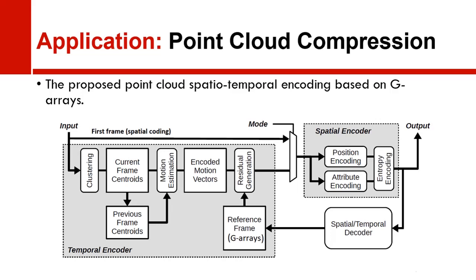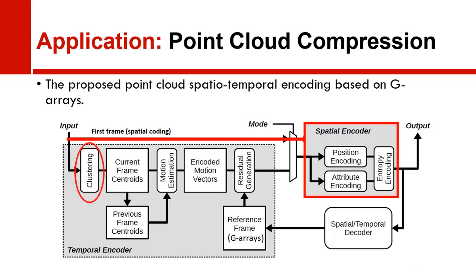Our proposed point cloud spatio-temporal encoding is based on G-arrays. In this approach, we consider the first frame of any input sequence as the reference for the second frame. We employ a special coding for the first frame based on the prior work on MPEG G-PCC, as shown in the right gray area. Then we consider the second pass for all the other frames as predicted frames, left gray area, which includes several steps for clustering points, estimating cluster motion, and generating point residual.